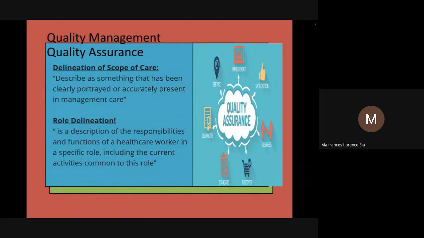So quality assurance, delineation of scope of care. Delineation is described as something that has been clearly portrayed or accurately presented in management of care, like a diagram or map that was literally drawn clearly. More often, you will hear the word in relation to something less tangible. So, in role delineation, it is a description of the responsibilities and function of a healthcare worker in a specific role, including the current activities common in this role.